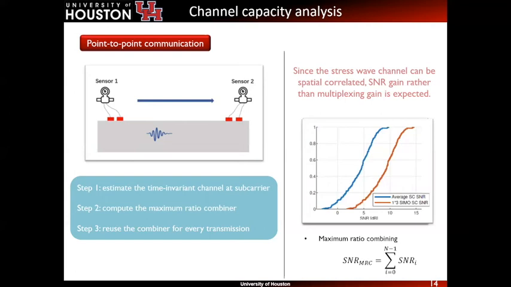No further channel estimation is required if the transmitter is known by the receiver. So in step 3, we want to reuse the combiner for the upcoming transmission. Finally, we calculate the spectral efficiency of this 1-by-3 SIMO as 1.18 bits per second per hertz.